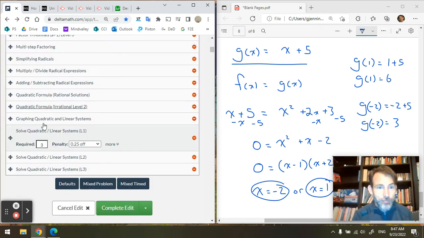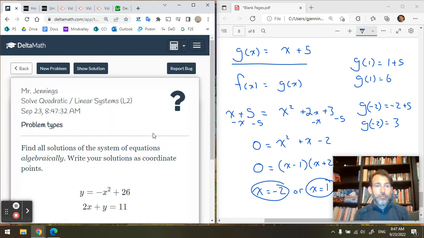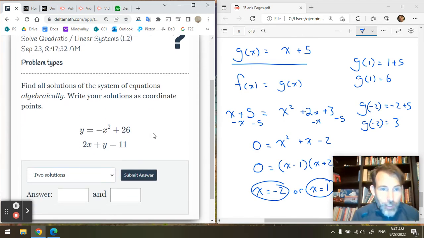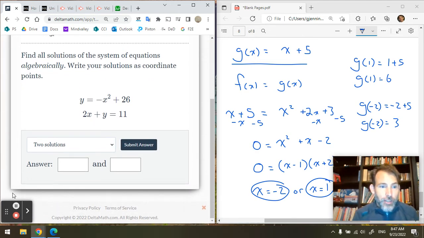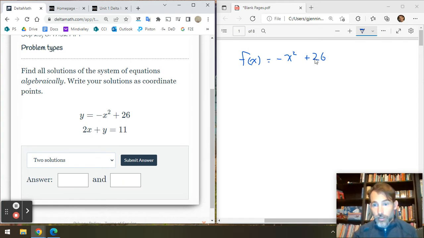Let's try level 2. Find the solution of a system of equations algebraically. So I noticed that this one can be written as a function, so I did. The next one can't yet, so I'm just going to do some scratch work on the side.